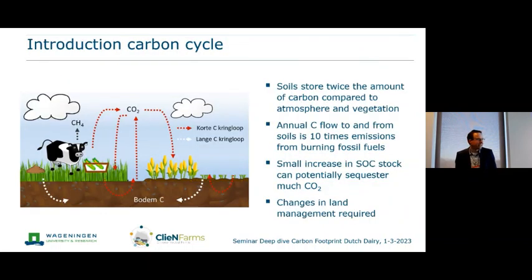I most times start with this slide first to introduce the carbon cycle, because it's good to know that we have two kinds of cycles, the short and the long-term carbon cycle. For climate change mitigation, and in the accounting and the footprints, we only look at the long-term carbon cycle. So it's really about the net change in soils that counts. So when a farmer says, I sequester a lot of carbon in my grass, indeed he does, but most of it is released during the same year.